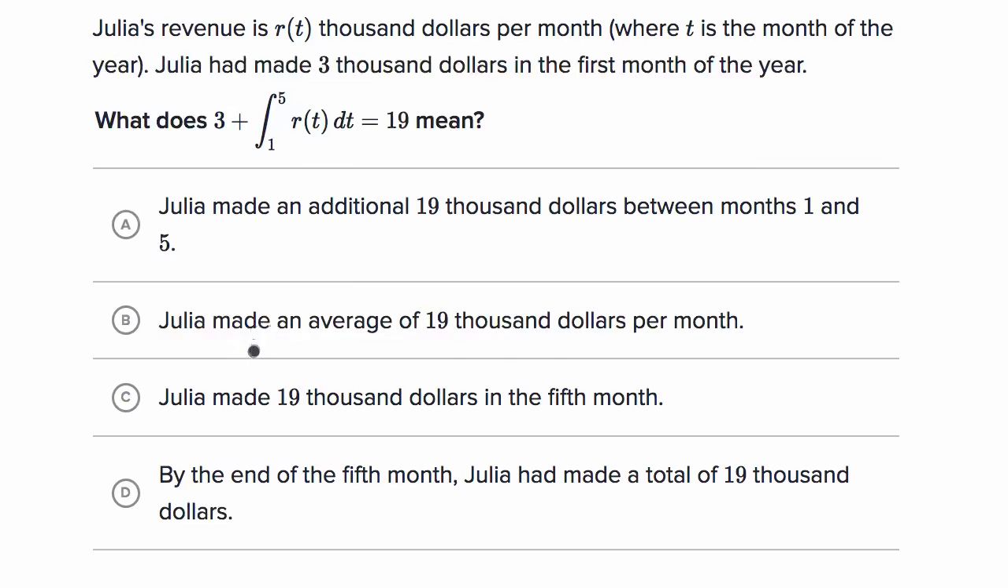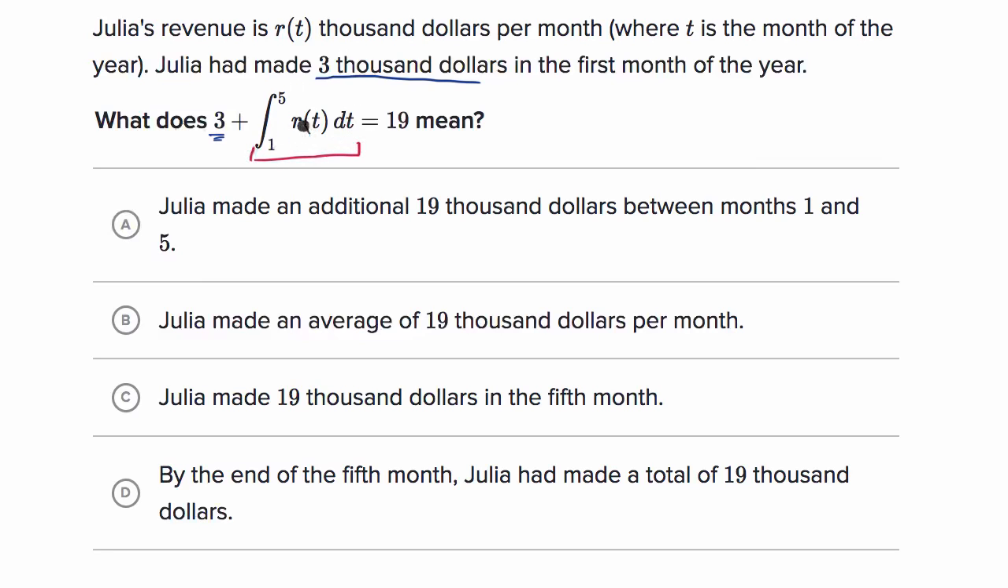All right, now let's work through this together. So they tell us that she made $3,000 in the first month, and we also see this 3 here, so that's interesting. Maybe they represent the same thing. We don't know for sure yet. But let's look at this definite integral. The definite integral from 1 to 5 of R of T dt.